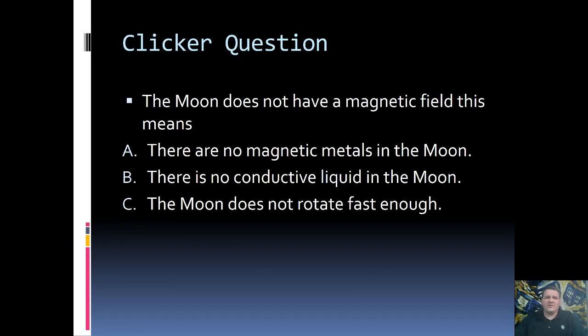Here is our fourth lecture quiz question. The moon does not have a magnetic field. This means A, there are no magnetic metals on the moon. B, there is no conductive liquid in the moon. C, the moon does not rotate fast enough. Go ahead and think about it and we'll discuss in just a bit.